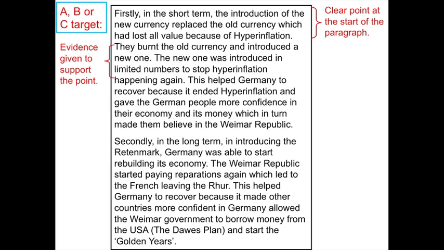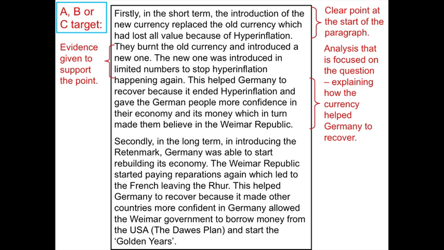They then go on to give their analysis. This helped Germany to recover because it ended hyperinflation and gave the German people more confidence in their economy and its money, which in turn made them believe in the Weimar Republic. In their analysis, they've used the wording of the question. They've said this helped Germany to recover because. So they're clearly explaining how the new currency helped Germany to recover, therefore clearly answering the question.